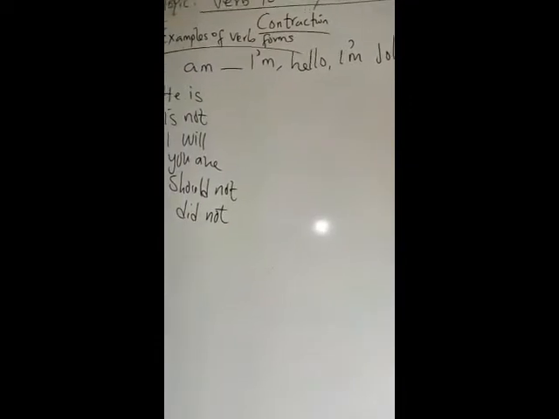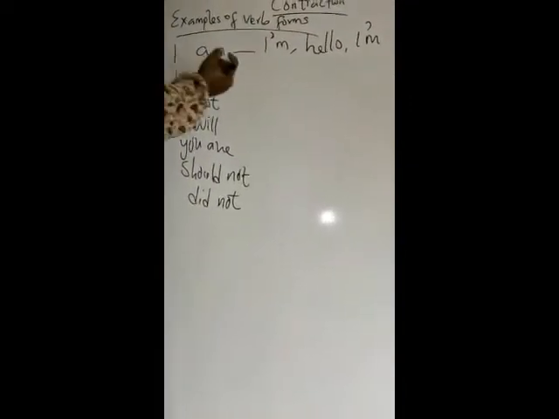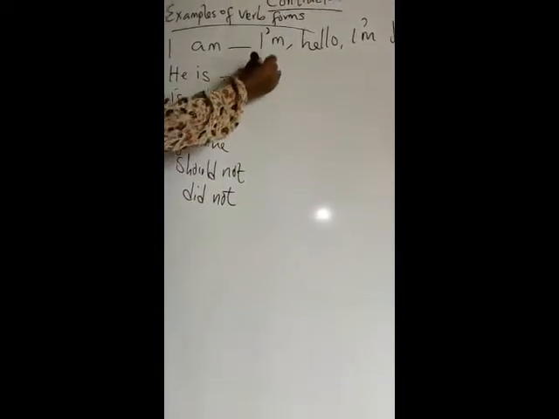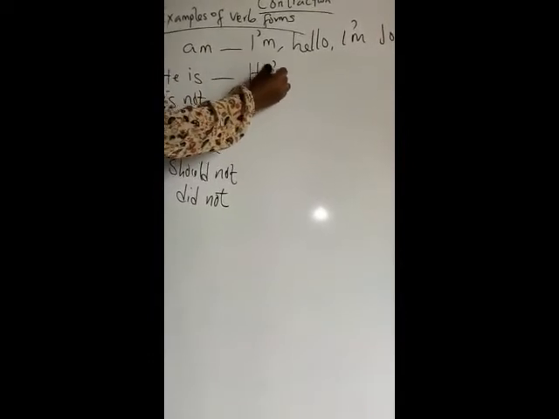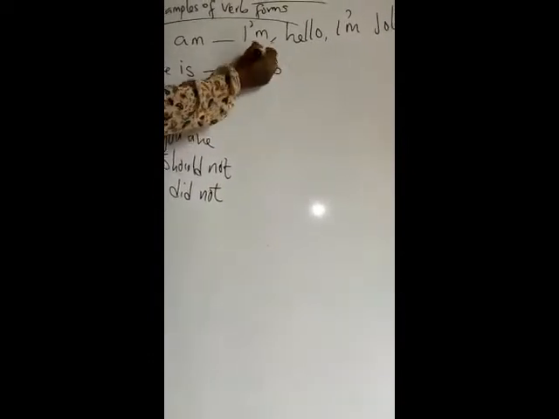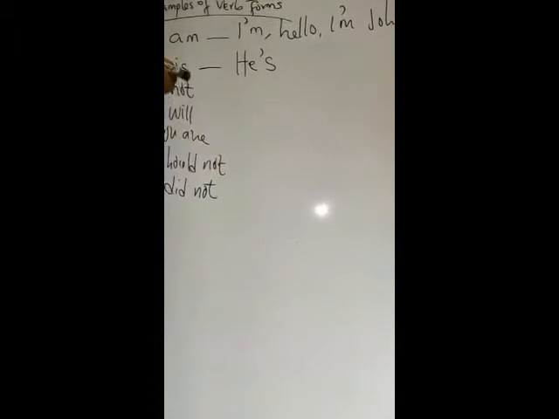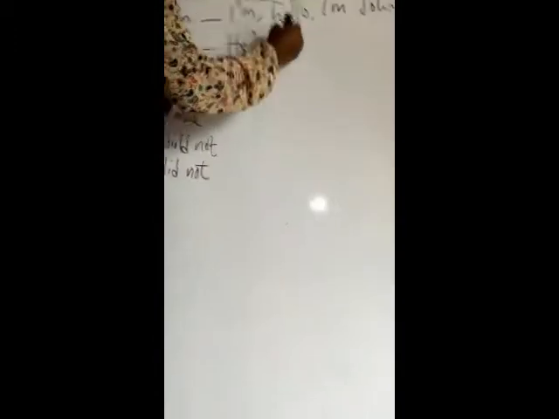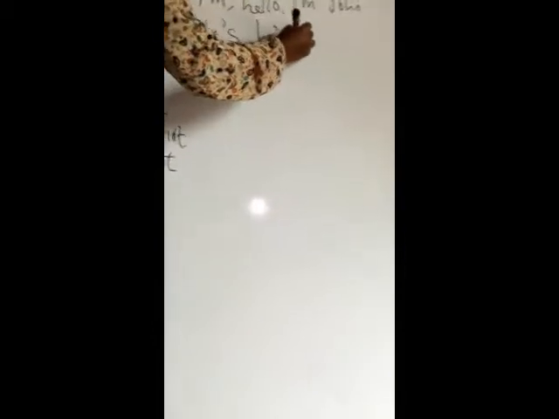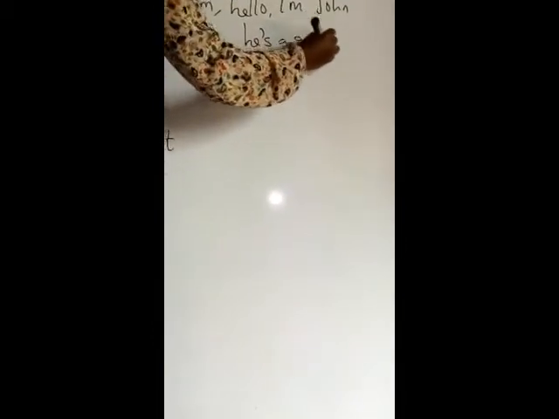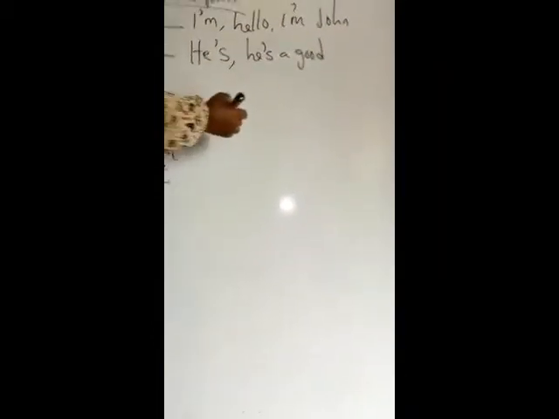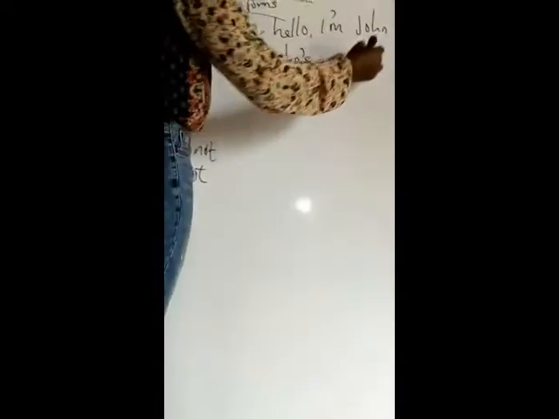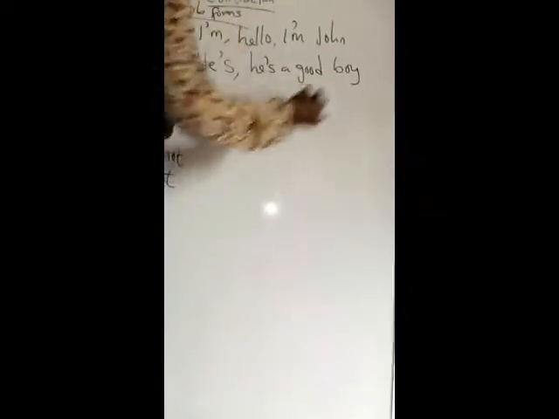All right, so we have he is. I can shorten he is now to he's. I know you have been seeing this kind of thing in your book. I write he and put apostrophe s. He's. If I want to make a sentence with he's, now I can say he's a good boy. He's a teacher. He's my father.